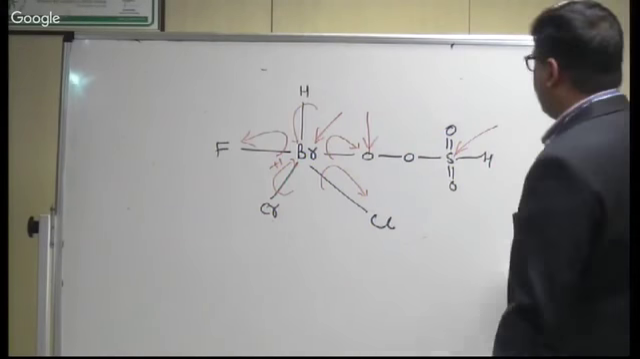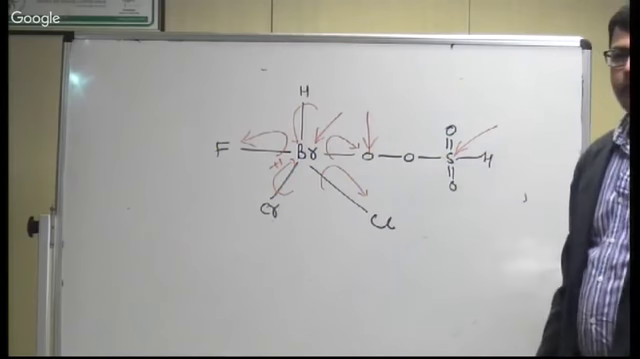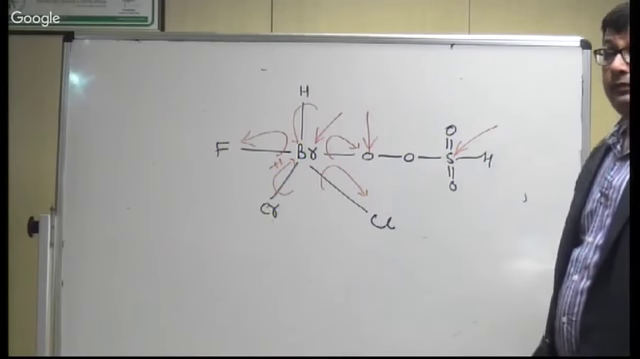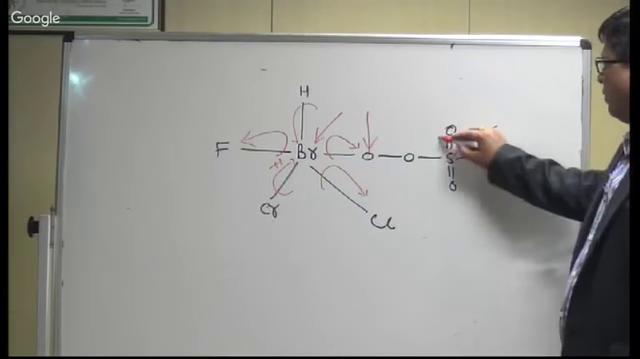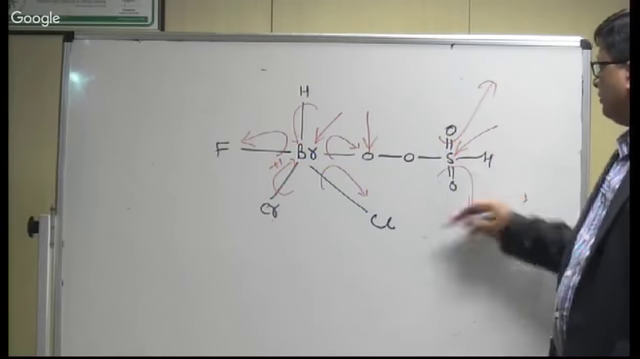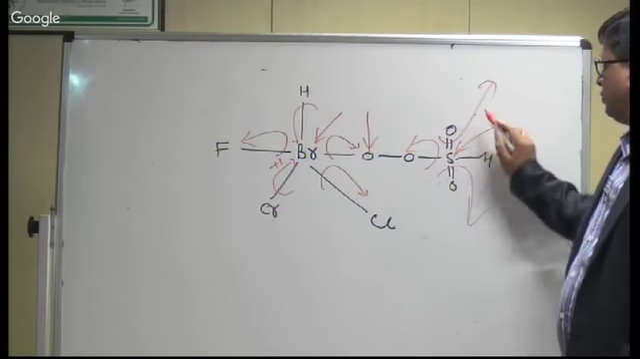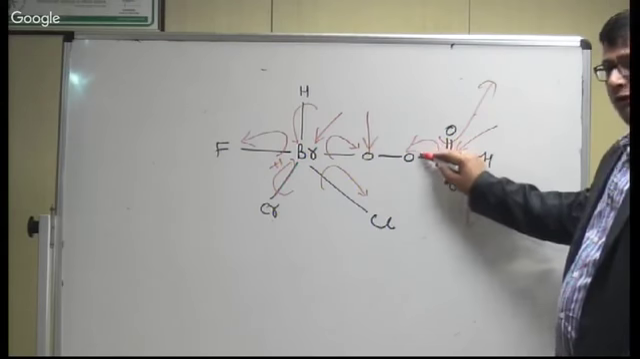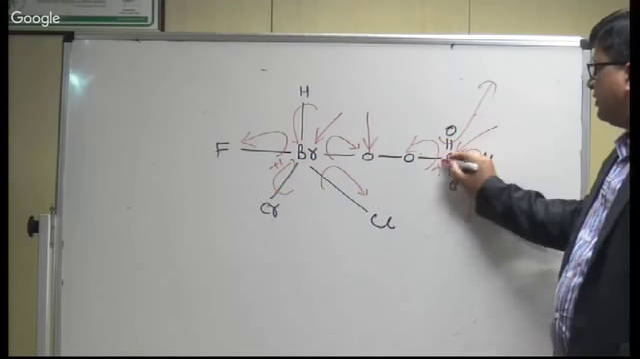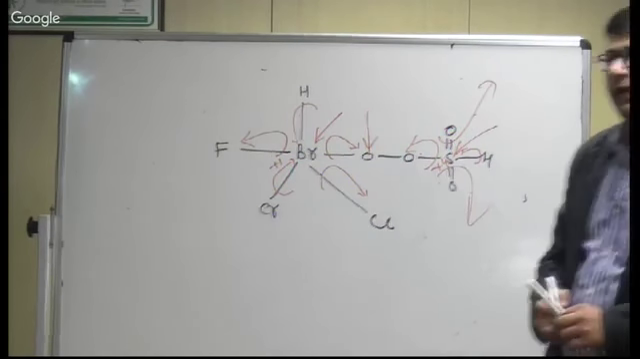And what is the oxidation state of the sulfur? Plus 4. 2, 4, 5 and 1 gain. So this is the plus 4. Clear?